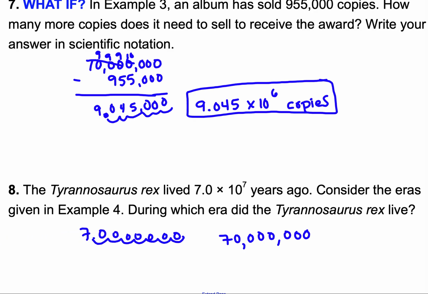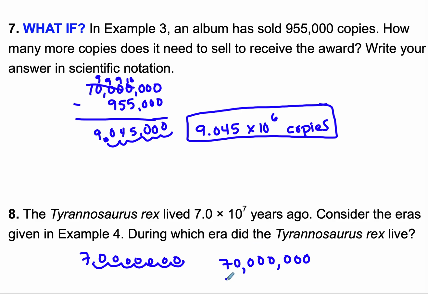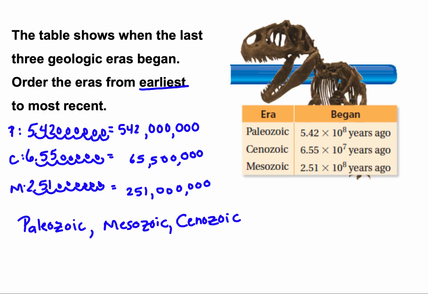Okay, so let's take a look at where that would go. So 70 million years would be between these two numbers. It's a little bit more than the Cenozoic. So it is not in the Cenozoic era. It's right in between the Mesozoic and the Cenozoic. So that's going to be part of the Mesozoic because it started in the Mesozoic. So Mesozoic is going to be our answer for this one. M-E-S-O-Z-O-I-C.